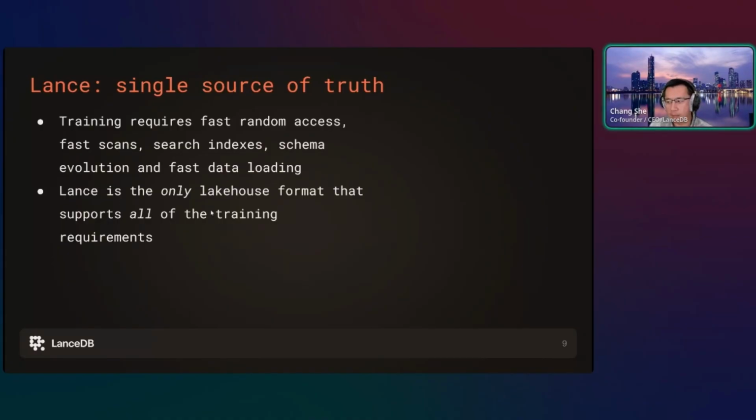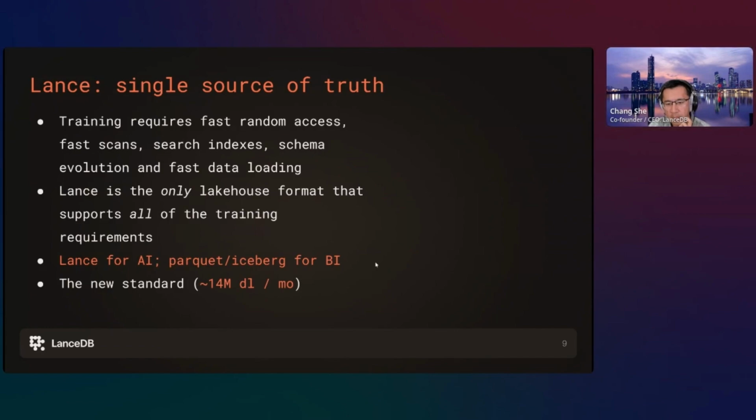Every other format you adopt is either not a good fit for these workloads, or it's a good fit for one of them, but then you have to stitch together a bunch of different systems to complete your workflow. So if you're thinking about placing Lance in a lakehouse stack and overall ecosystem, just remember Lance for AI and the combination of Parquet and Iceberg for your tabular BI data.